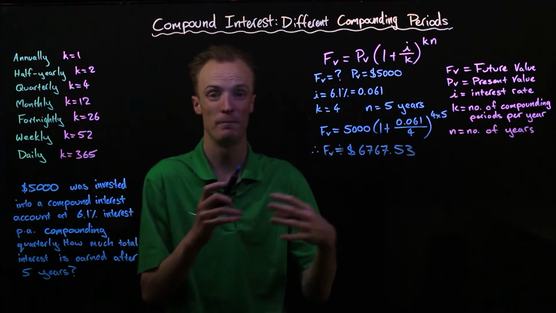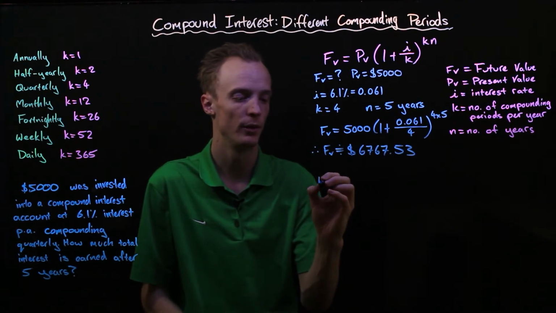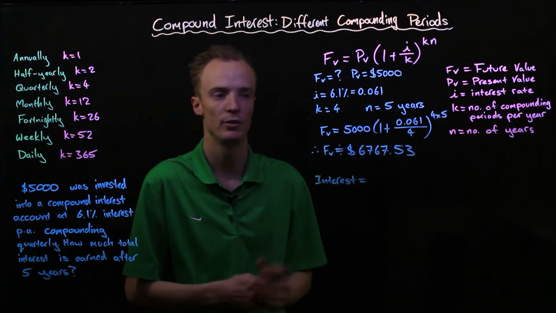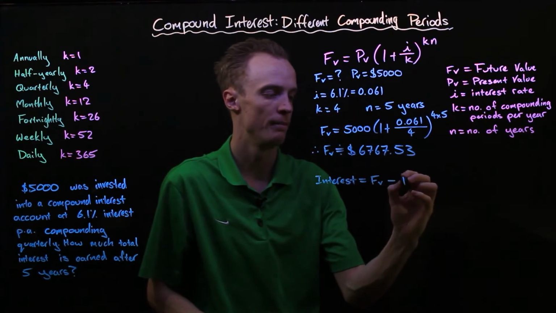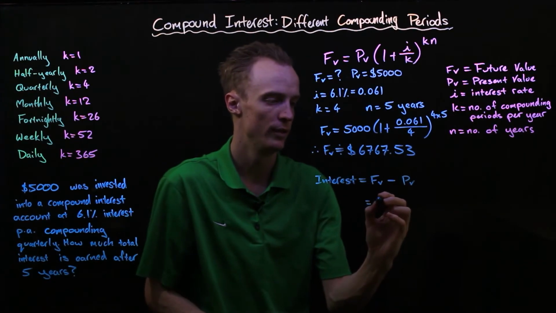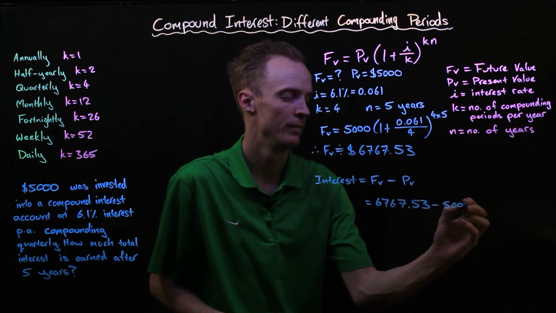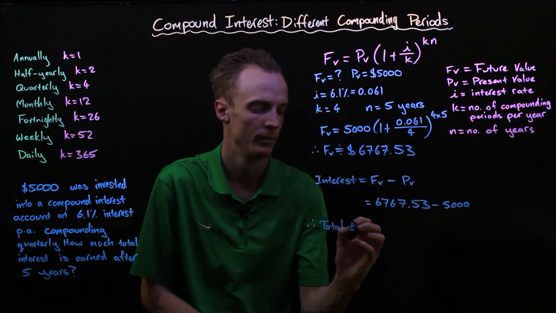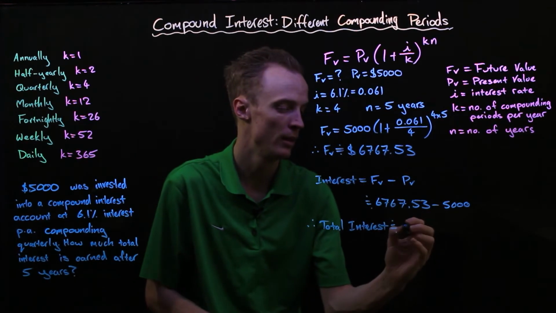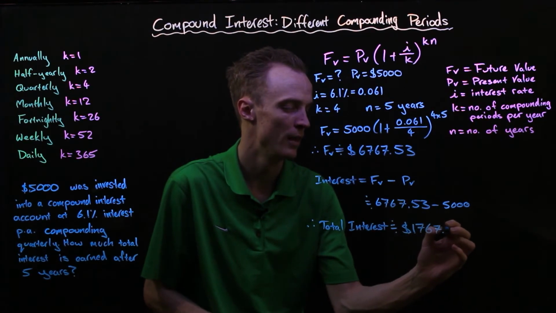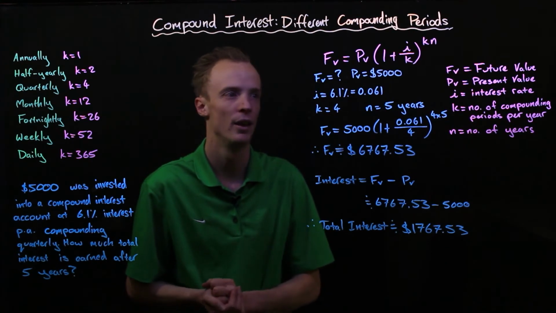But this will actually tell me what my future account balance is and not how much total interest has been earned over that period of time. To do that, I'll actually need to do one more step. And that is to calculate the interest. To calculate the interest, I need to have my future value here and subtract my present value up here. So my total interest will be my future value of $6,767.53. Subtract my present value of $5,000. So therefore, the total interest is approximately equal to, and I've got to make this approximately because I did round in this step up here, $1,767.53.